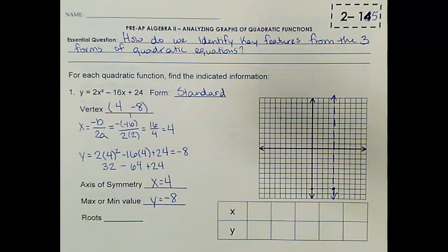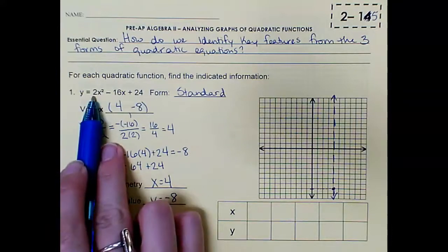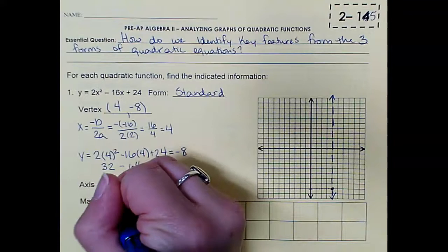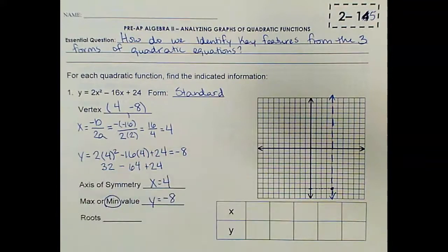Now, in order to determine if it's a maximum or a minimum, we need to decide if the graph is opening up or down. And that we can figure out by looking at this number right here. It's positive. So does the graph open up or down? It opens up. So if it opens up, that means that this vertex is at the very bottom of the parabola. So is it a maximum value or a minimum value? It's going to be a minimum value. So you're going to have to circle min for minimum.